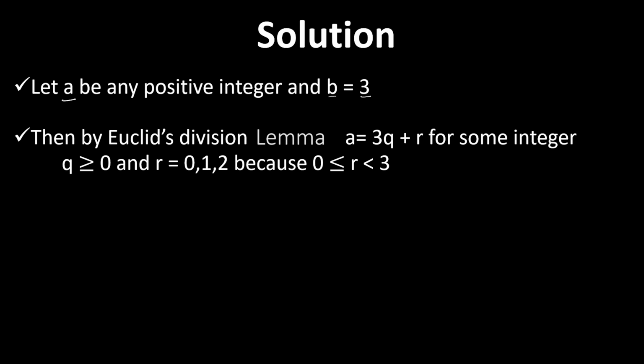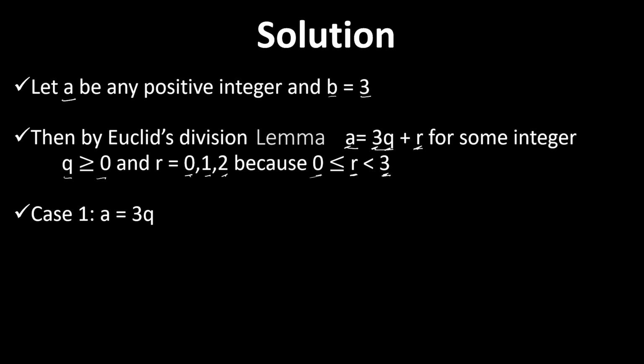And then by Euclid's division lemma, we can write a is equal to 3 times q plus r, where a is the dividend, 3 is our divisor, q is the quotient and r is the remainder, for some integer q which is greater than or equal to 0, and the possible values of remainder are 0, 1 and 2. Because r is greater than or equal to 0 and less than 3, which means the remainder is greater than or equal to 0 and less than the divisor.